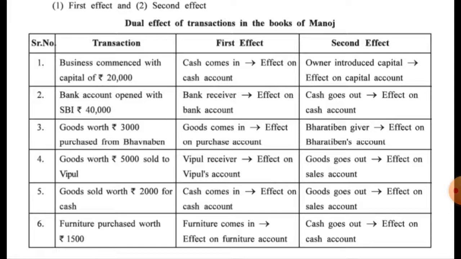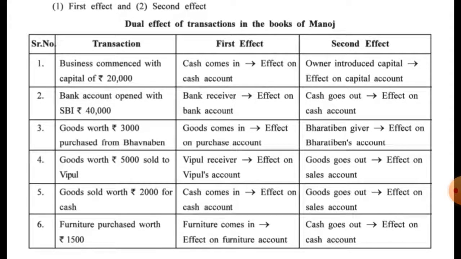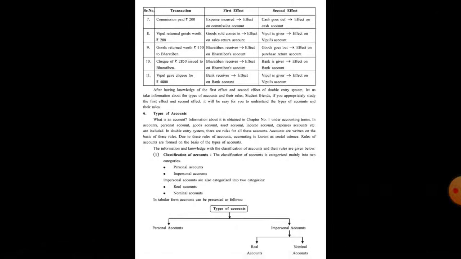Last, the sixth transaction: furniture purchased worth rupees 1,500. Furniture comes in, assets come in, so one effect would be on the furniture account. Due to the purchase of furniture we have made the payment in cash, so cash goes out, and the second effect would be on the cash account. In this way we have to understand the two effects of each and every transaction.